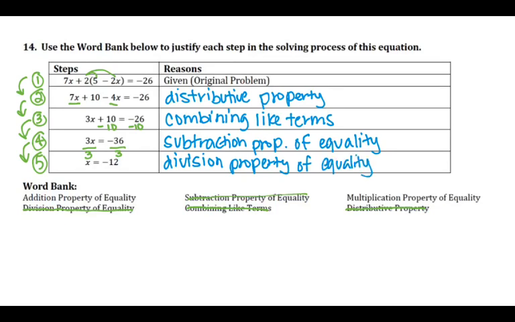If you want to abbreviate some of these phrases, you're more than welcome to do so. So for example, for division property of equality, you can write the symbol for division, property of equality. So that works as well.